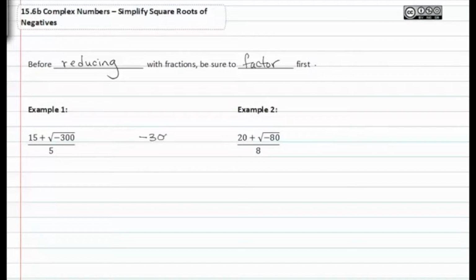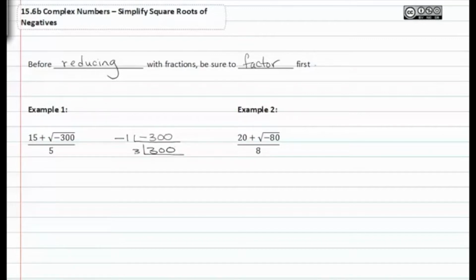Negative 300 needs to be factored. We take the negative and we rewrite it as i on the outside. So before we factor the 300, we need to realize that the negative 1 that's attached to the 300 will be an i when we pull it out. So let's go ahead and factor that first. Negative 1 is pulled out, and now we have 300.